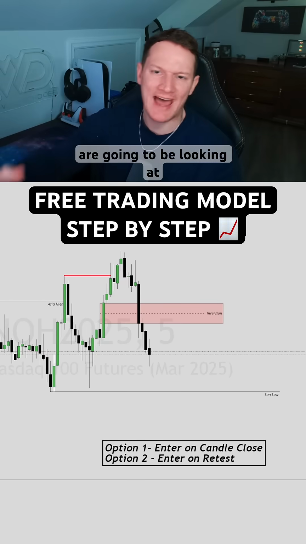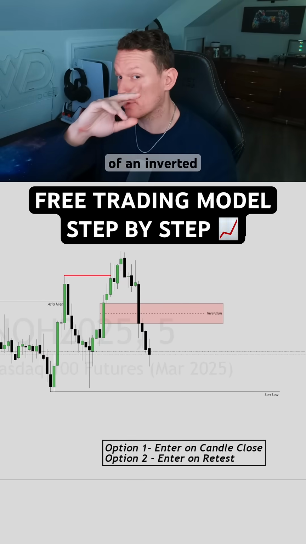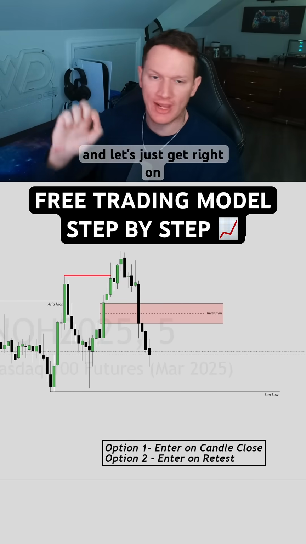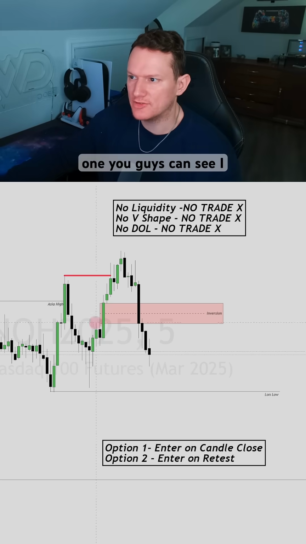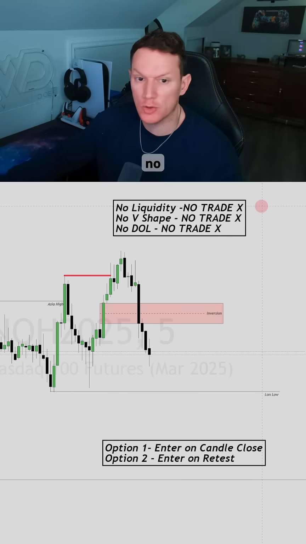We are going to be looking at the 3 key principles of an inverted fair value gap model. Let's just get right into it and not waste any time. Okay, so number 1, you guys can see I have listed up here: no liquidity, no trade.